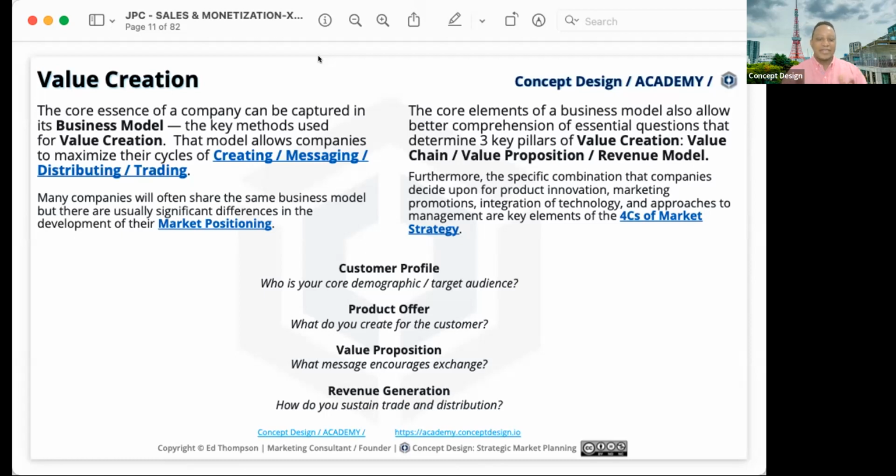The first task that I want you to do as part of this session is to take about 10 minutes and I'm going to send a link to a PowerPoint you can download, and you will basically fill out your understanding of these 4 areas: the customer profile, the product offer, the value proposition, and how revenue is generated. And we are going to use that information as we talk more about certain aspects of sales and monetization.